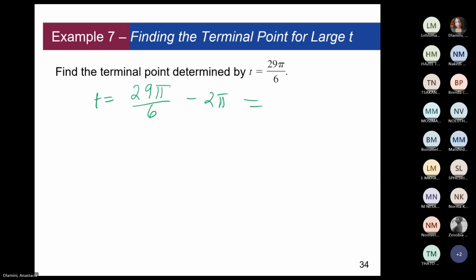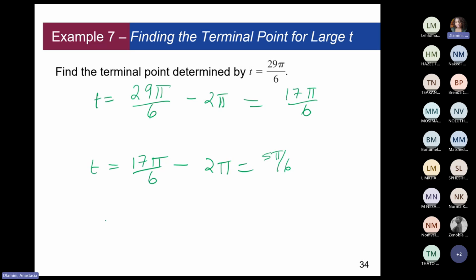What do you get? 17 pi over 6. Do you see it's still a big number? Then subtract another 2 pi. What do you get? You get 5 pi over 6.